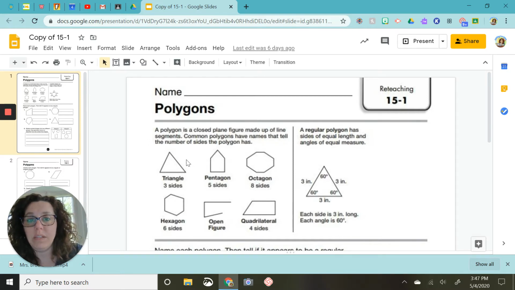So basically this means if it's closed, it's like all the dots have been connected. There's no opening. So if this was like a container of water and I poured out that triangle, if I turned it and there was a hole in it, it wouldn't be closed. It would be an open shape, such as this one right here. So they're all closed. And then they have to be made of line segments. You're not going to find any curved lines with polygons.